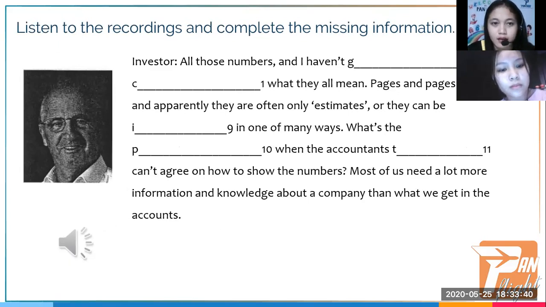Investor. All those numbers, and I haven't got a clue what they all mean. Pages and pages of them. And apparently they are often only estimates, or they can be interpreted in one of many ways. What's the point when the accountants themselves can't agree on how to show the numbers? Most of us need a lot more information and knowledge about a company than what we get in the accounts.